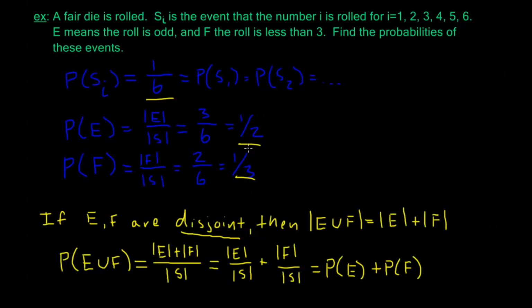Now, I can't use E and F up here as an example because they're not disjoint, right? They both share the sample point 1, so it doesn't really work here. But I could do, for example, the probability of F or S5, let's say, right? So this is just saying the probability that the roll is less than 3 or is equal to 5. Well, this is just 1/3 plus 1/6, because those are the respective probabilities of F and S5, which is equal to 1/2. I'll let you do that little calculation on your own. Okay, so that's an example.